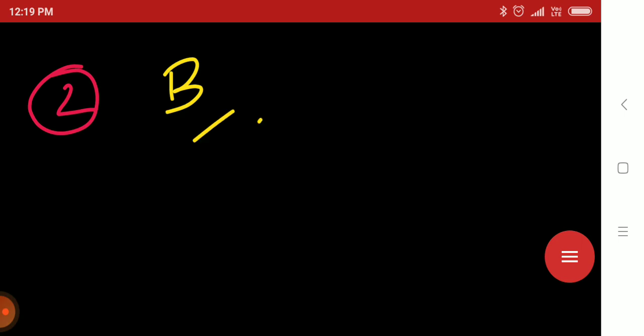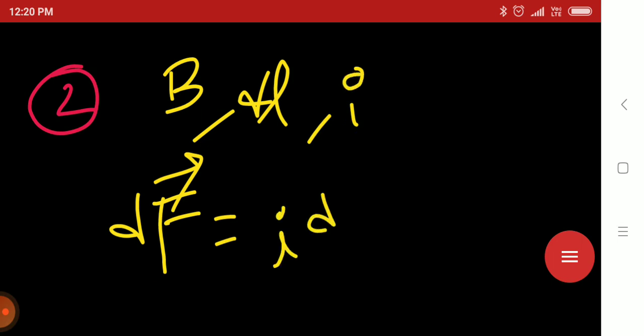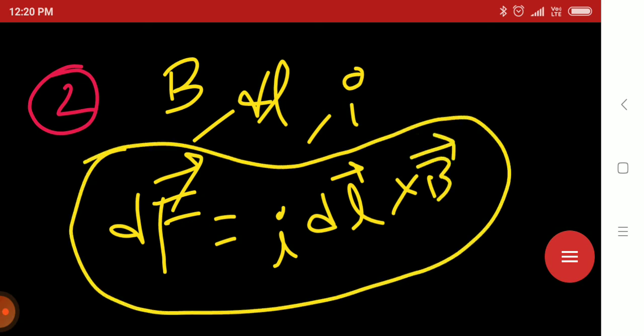Arc length dl. So the formula is, we have considered a small length element dl. The force on that small length element will be I dl cross B. Yes, this is the formula. This is the second step.